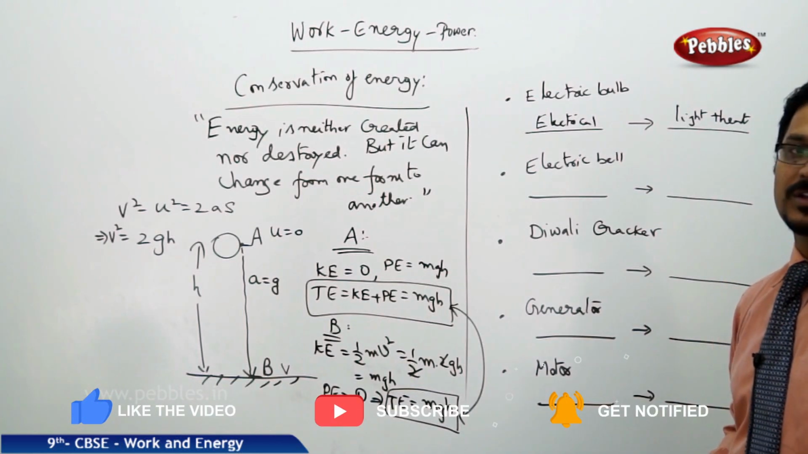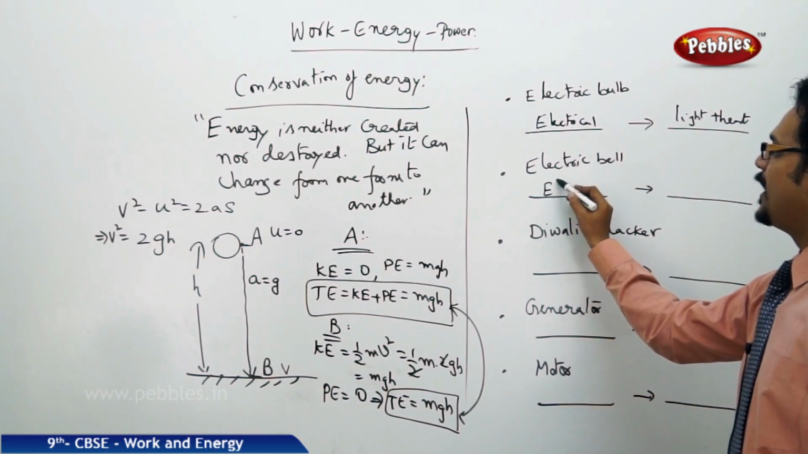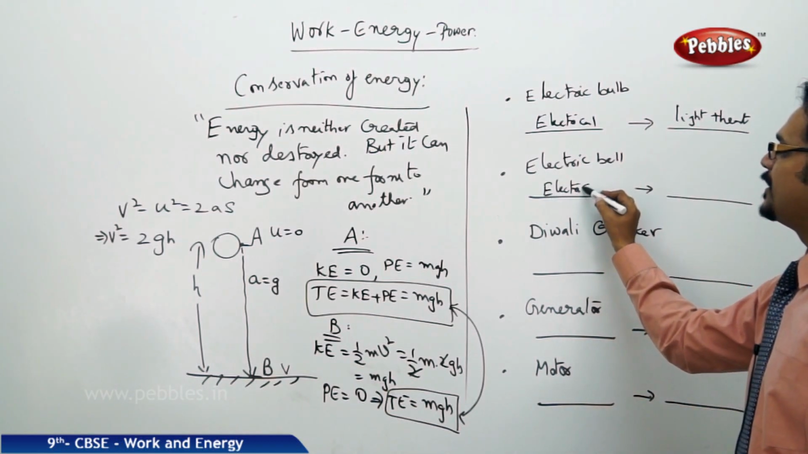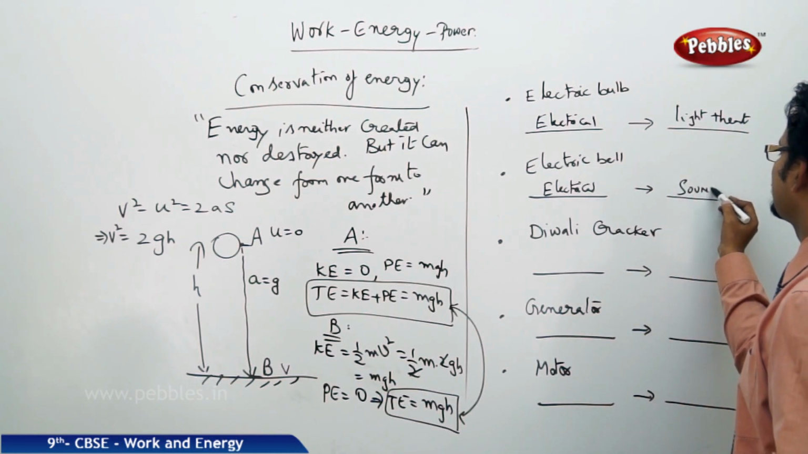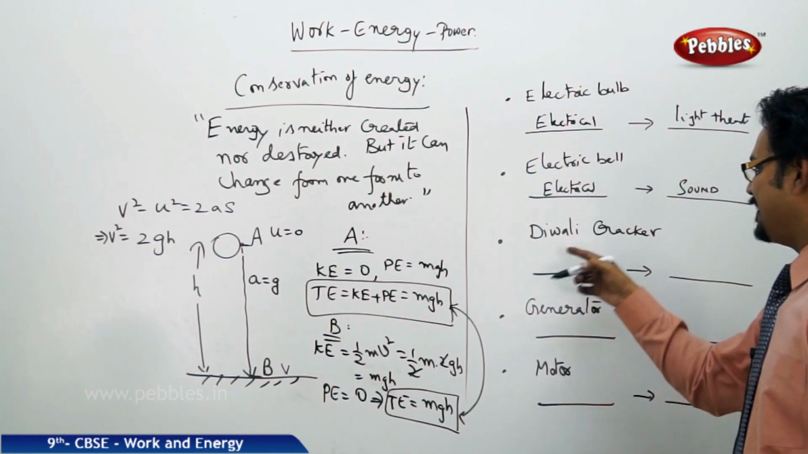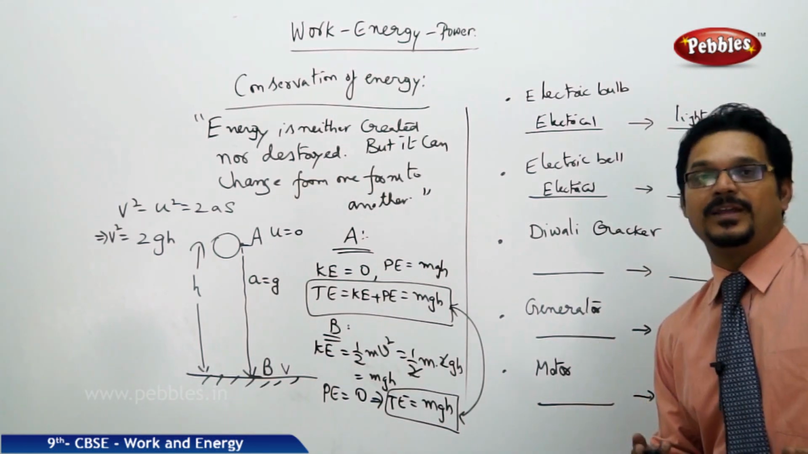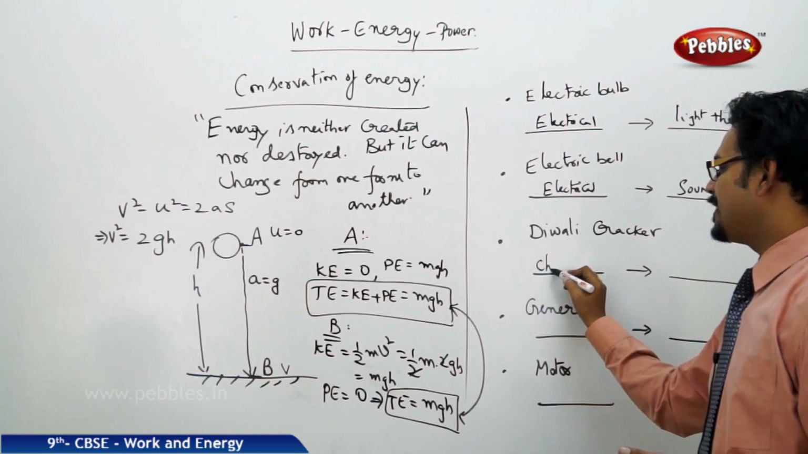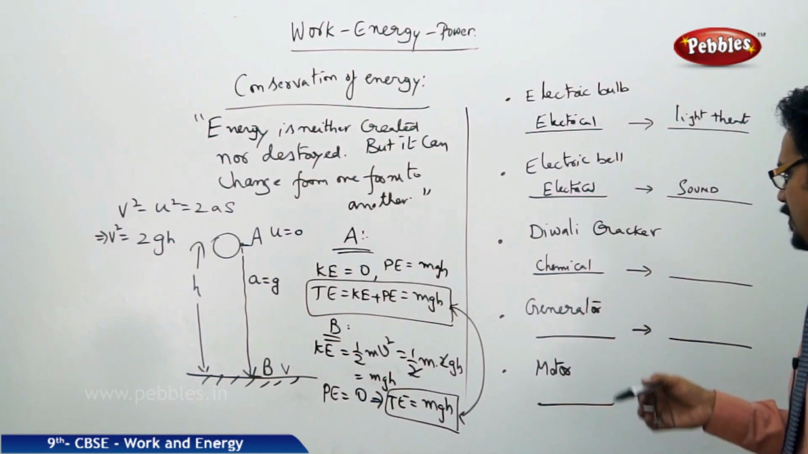Electrical bell. Here also electrical energy converts to sound energy. Diwali cracker. How are the crackers made? Crackers are made of chemical energies. So here chemical energy converts to sound.